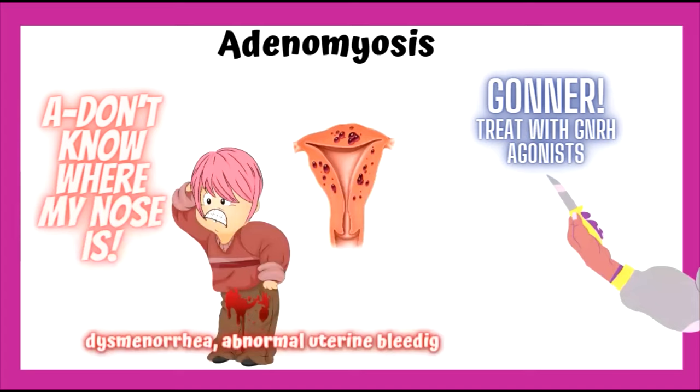Here's a little mnemonic that I made a few years ago where we see dysmenorrhea and abnormal uterine bleeding sometimes. And she's saying, I don't know where my nose is, where the nose looks like this adenomyosis specimen over here. And a guy with a knife saying, Gunner. Gunner for GnRH agonists, that's what we use to treat adenomyosis, and if all else fails, hysterectomy, represented by the knife.